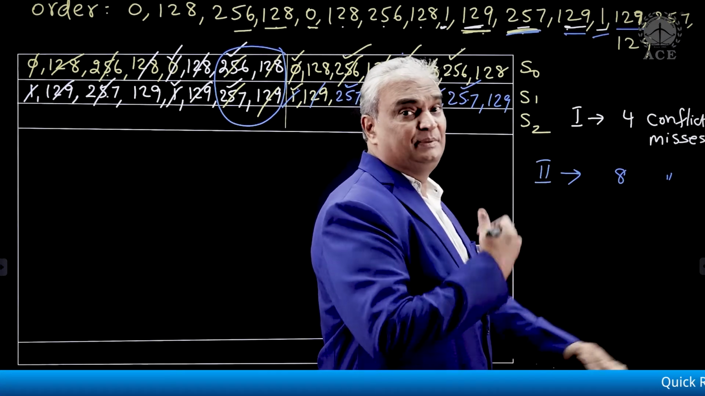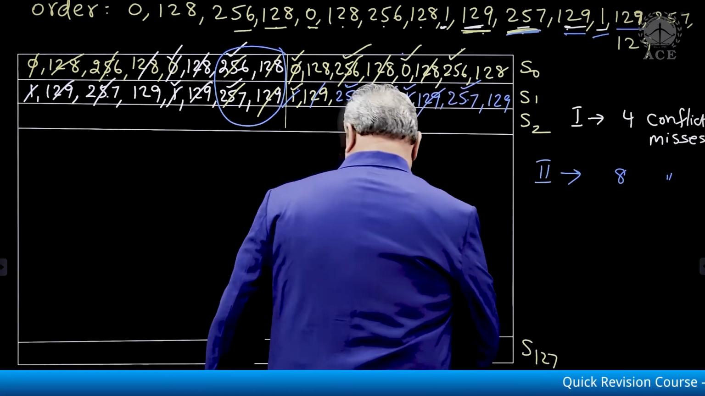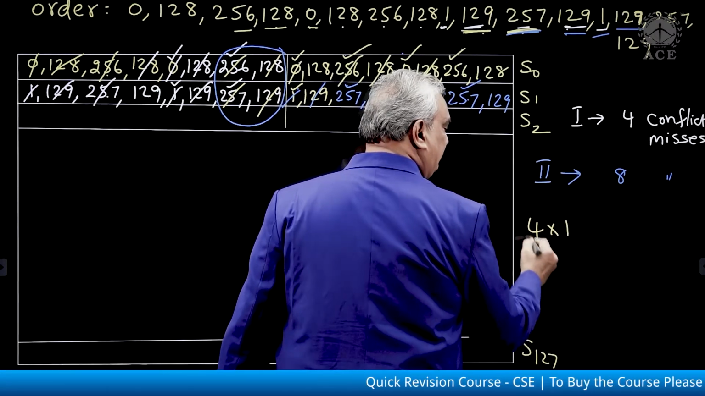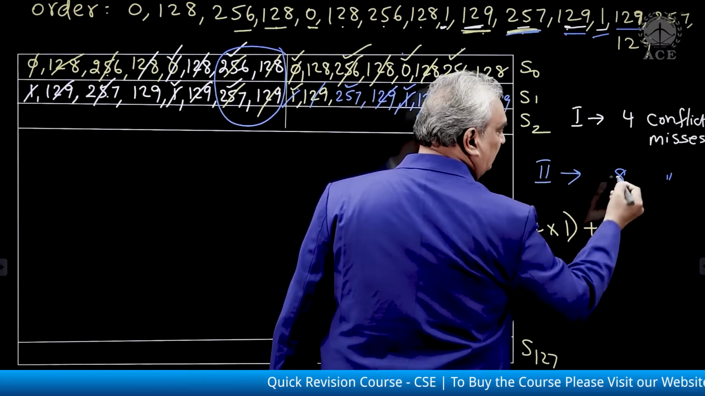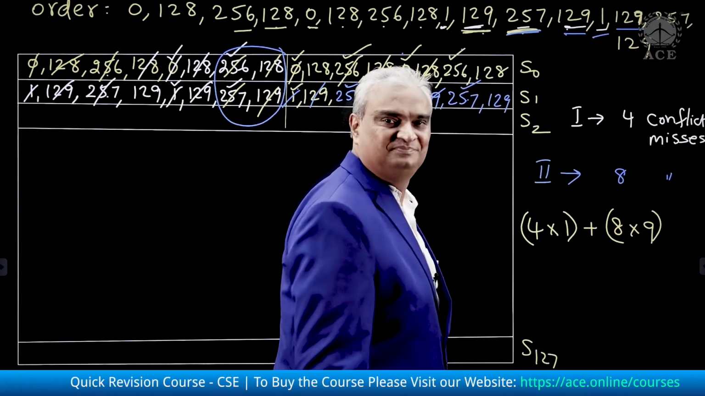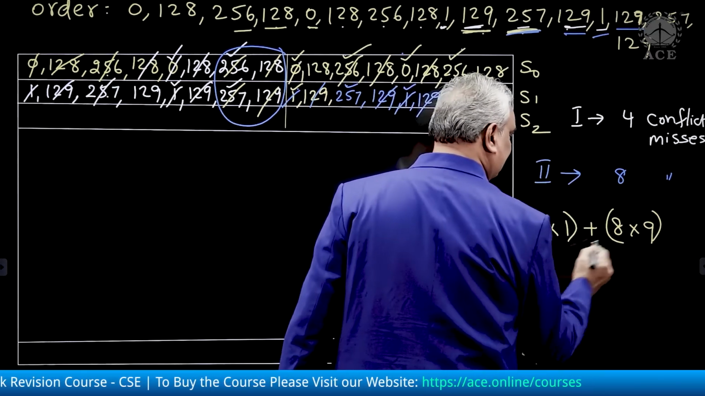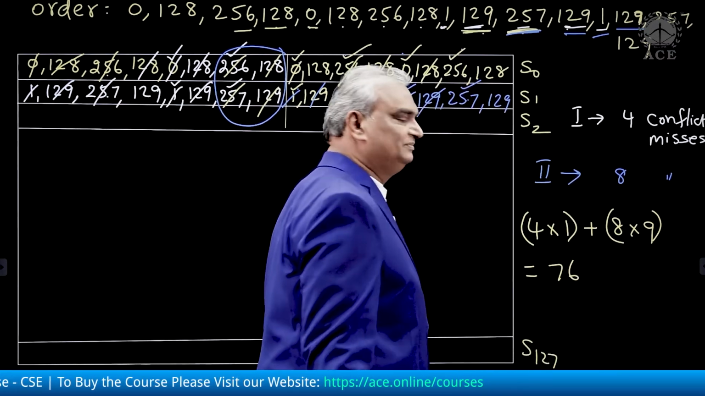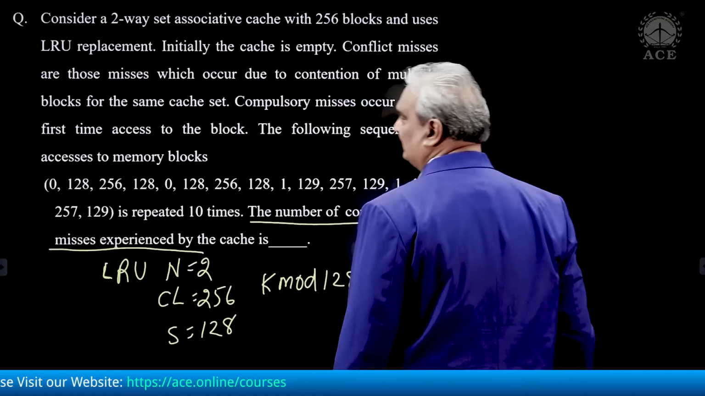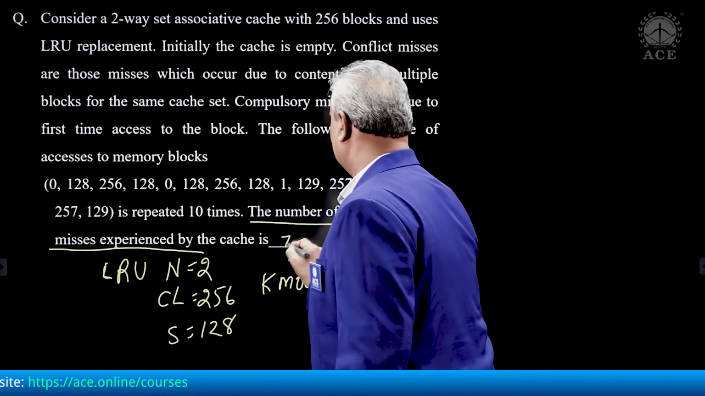The program is repeated 10 times. Means, observe this, 4 is the first time, plus what about 8 into the remaining 9 times? So the total number of conflict misses is 76. 8 times 9 is 72, plus 4, 76. So what about our answer? The answer is nothing but 76.